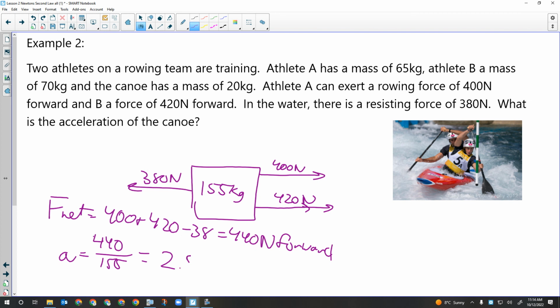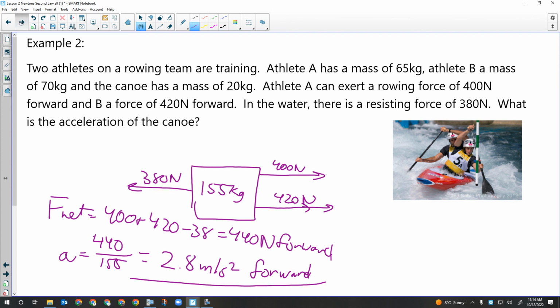2.8 meters per second squared. Okay, everybody all right with that? Fairly straightforward one? Wait, wouldn't it be 2.84 though, because there's 3 significant digits? Oh, because of the 420, right? And the 155 as well. And the 380. Okay, any other questions on that one?